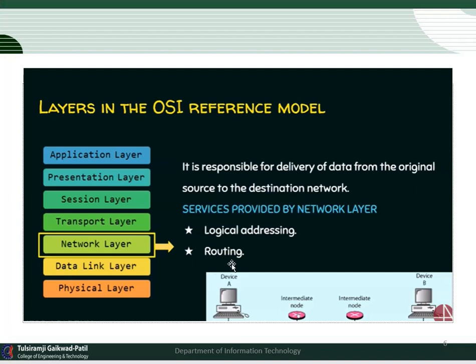The second service provided by the network layer is routing. The network layer is concerned about routing, meaning finding the best route for the packet to be transmitted. There are always many ways or routes for the packet to reach the destination, and it is the responsibility of the router to find the best route, and for finding the best route it uses the IP addresses. So this is all about the transport layer and the network layer and the services provided by them.